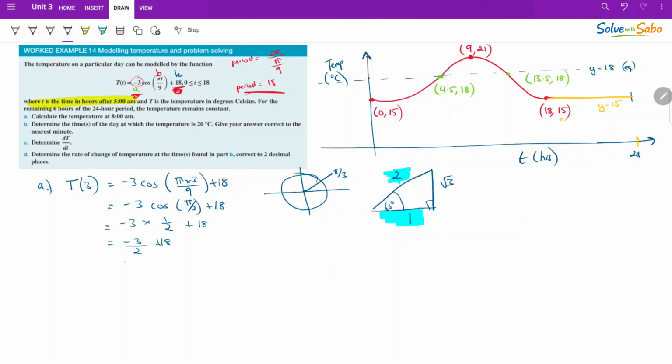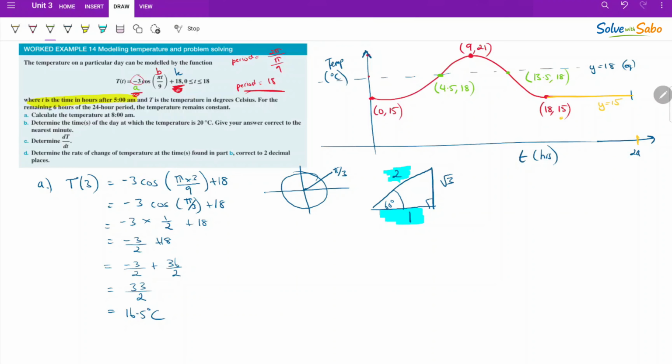The easiest way for us to do this now is to convert this 18 into 36 on 2. So 36 on 2 take 3 on 2 is 33 on 2. All right, so 33 on 2. Now it's a real life scenario, so let's actually just quickly turn that back into a number. Half of 33 is 16.5 degrees Celsius.